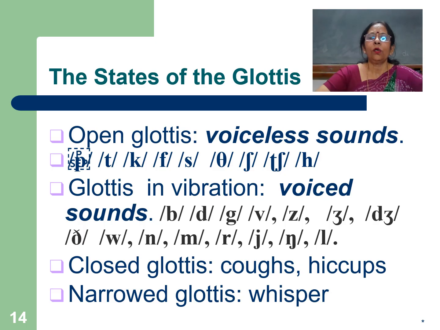When the vocal cords are held close together, the airstream opens the vocal cords with the pressure and the vocal cords vibrate many times during this process. When the glottis is in vibration, voiced sounds are produced. The sounds are b, d, g, v, z, j, m, n, r, ng and l.